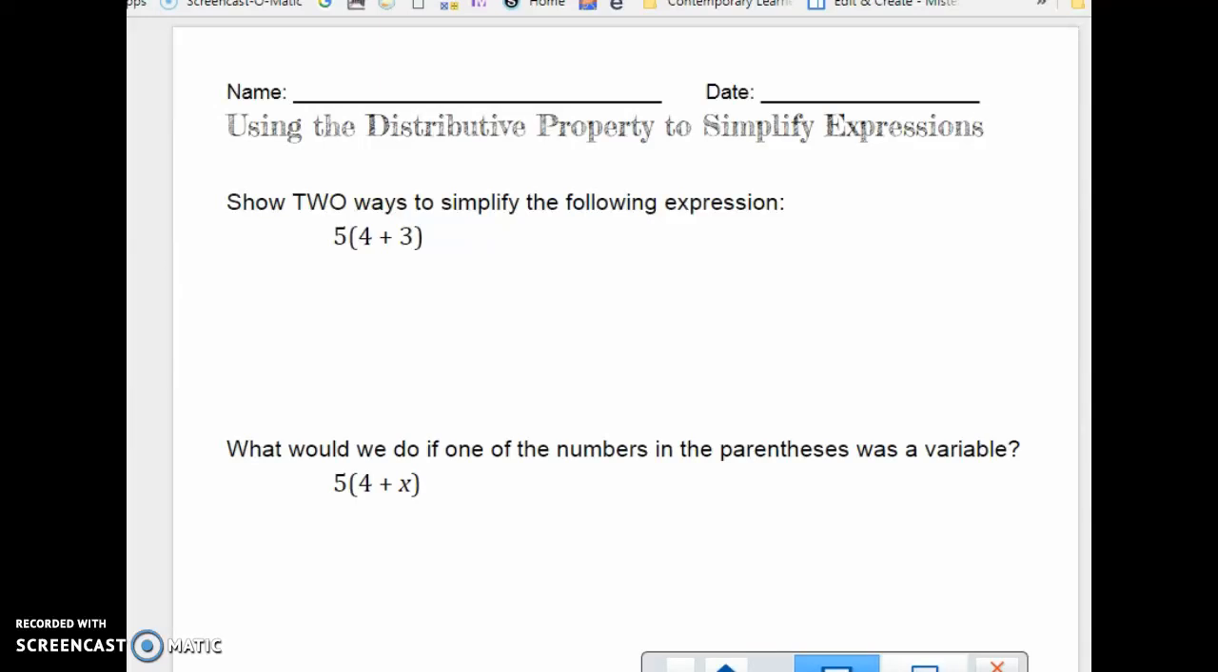Hello everybody. Today we are using the distributive property to simplify expressions. If you haven't already done it, make sure your name and the date are clearly written at the top of this paper. If not, pause the video and do it right now.